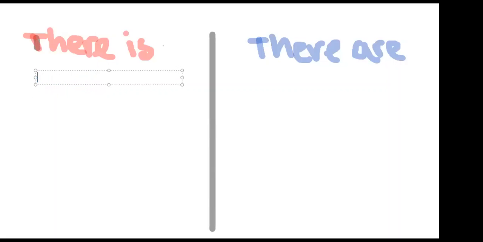But in English, it's different. We need to take into account if we are going to talk in singular or in plural. If we are going to talk in singular, we have to use there is. But if we are going to talk in plural, we have to use there are. Okay?